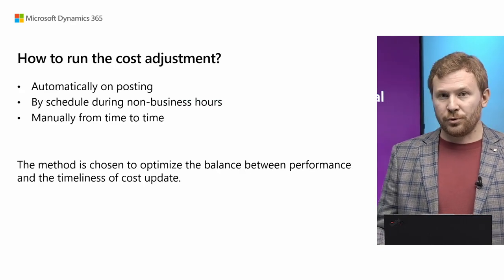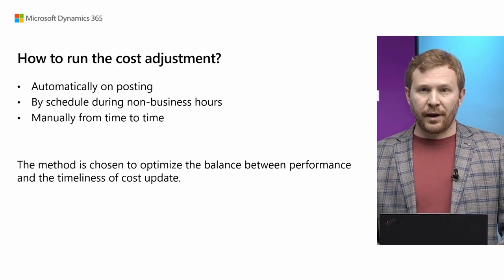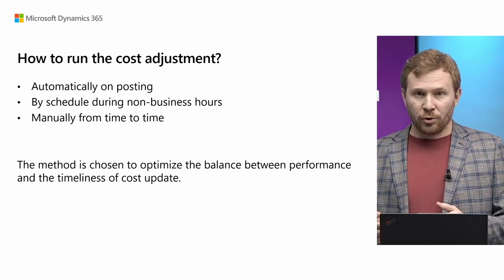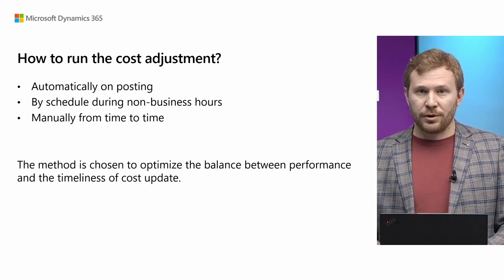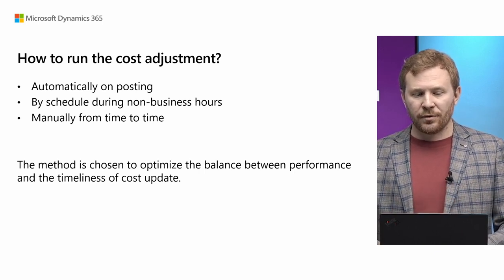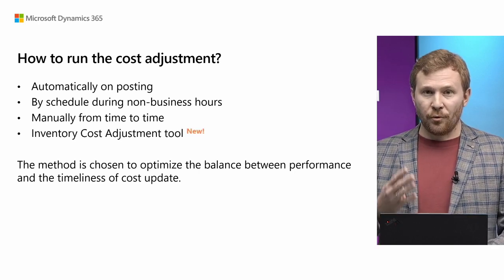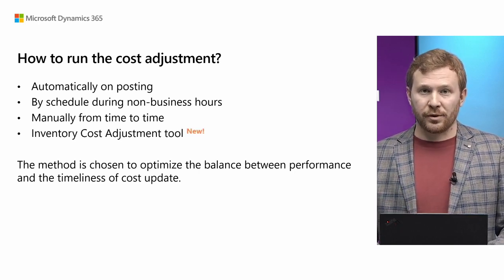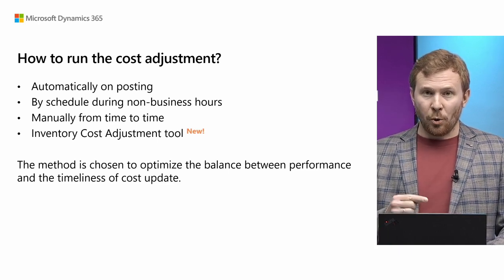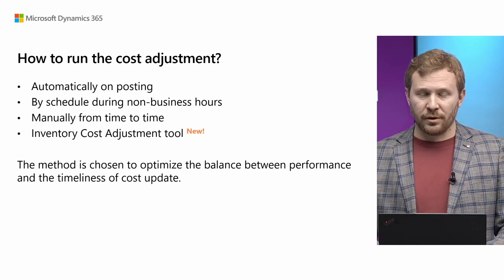How and how often do you run the cost adjustment? The answer depends on the business needs and the load of the system. Our goal is to find the right balance between performance and timeliness of cost update. Business Central offers four ways to run the cost adjustment. I would suggest that you go live with automatic cost adjustment on posting each transaction.